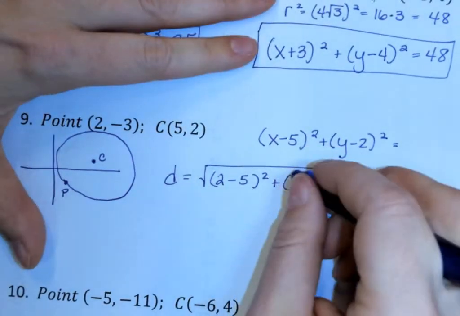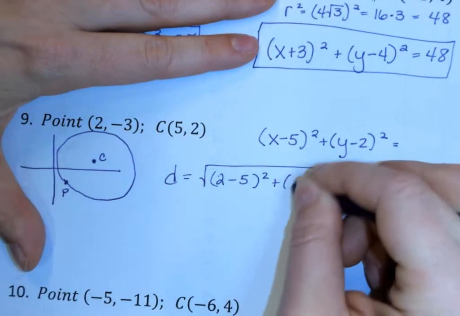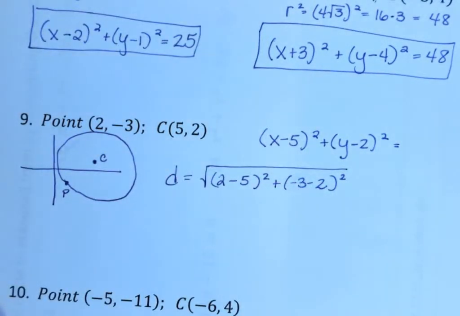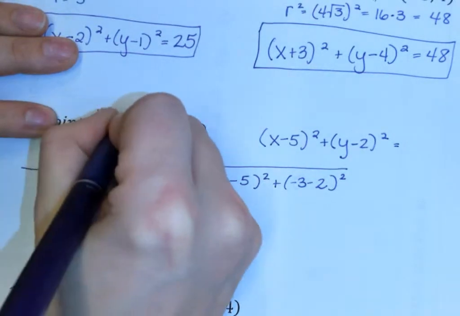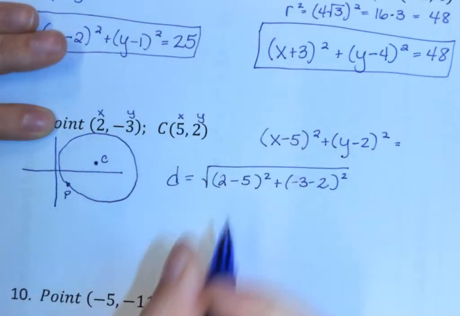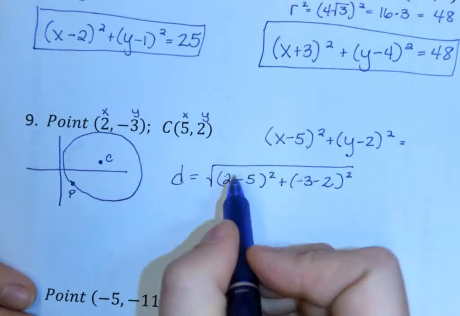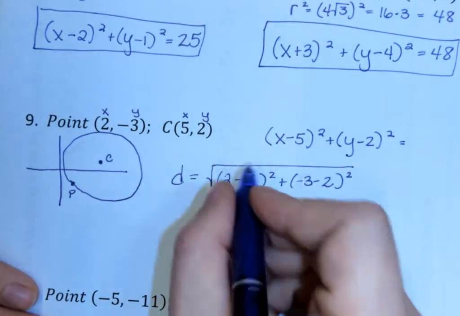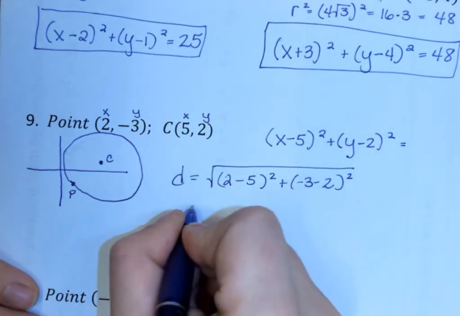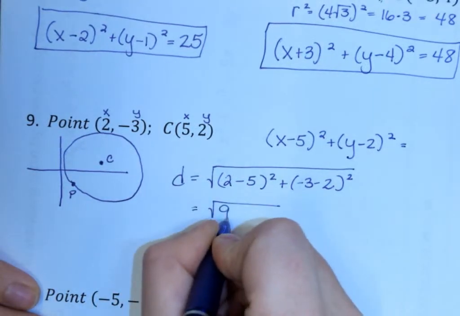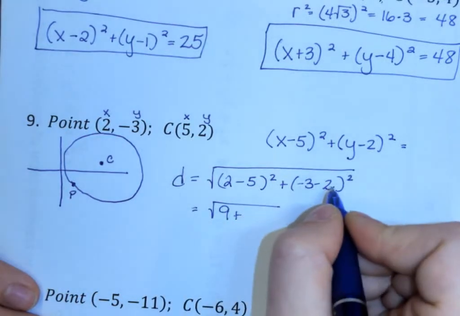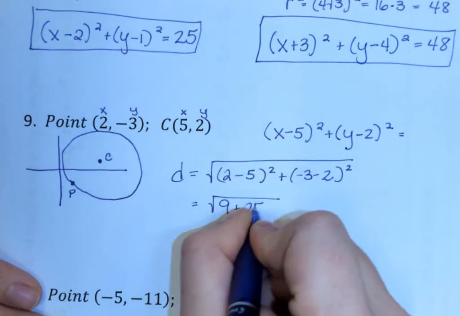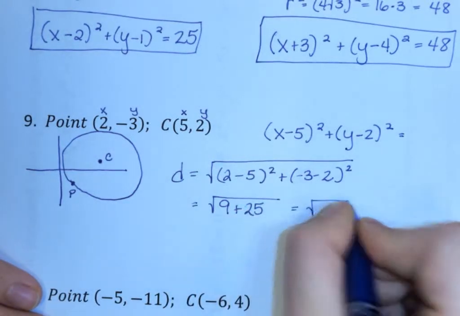No, that is not what... That's my y. Okay, just remember, xy, xy. So what is 2 minus 5? Negative 3 squared. Negative 3 minus 2 squared. 9 plus 25 is?